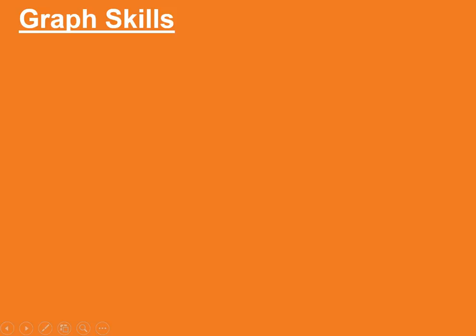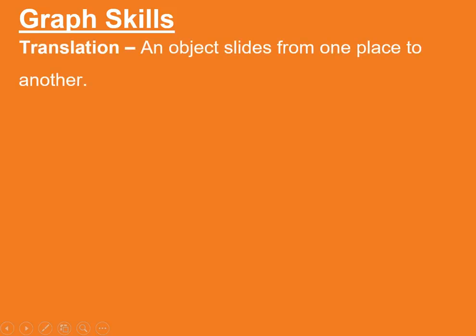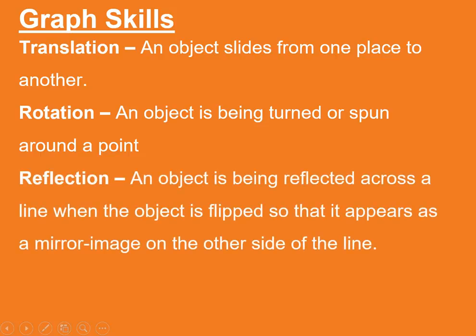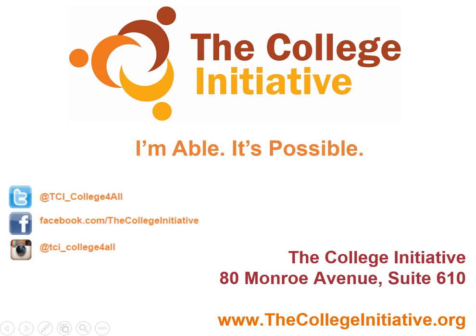And graph skills. You need to know that in a translation, an object slides from one place to another. In a rotation, an object is being turned or spun around a point. Then a reflection: an object is being reflected across a line, when the object is flipped so that it appears as a mirror image on the other side of the line.